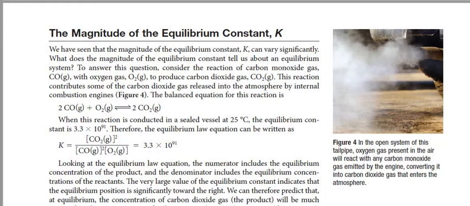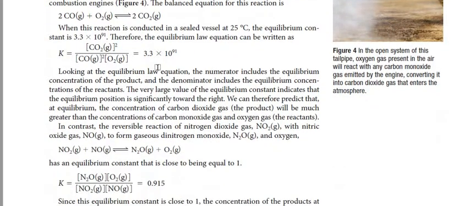The balanced chemical equation for this reaction is 2CO plus O2 gives 2CO2. When this reaction is conducted in a sealed vessel at 25 degrees Celsius, the equilibrium constant is 3.3 times 10 to the power of 91. Therefore, the equilibrium law equation can be written as follows. K equals [CO2] to the power of 2. Why to the power of 2? Because the coefficient is 2. Divided by the reactant side, we have [CO] to the power of 2 times [O2] to the power of 1. That is equal to 3.3 times 10 to the power of 91.